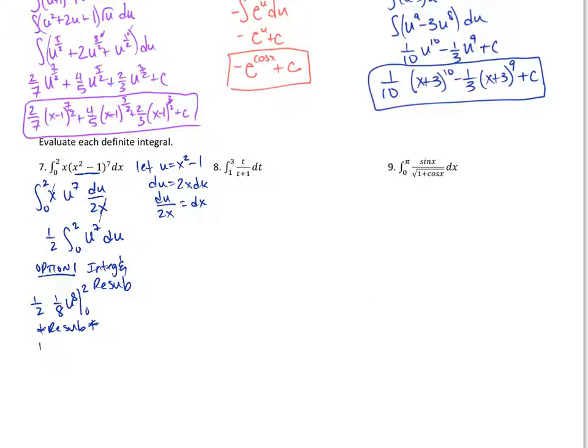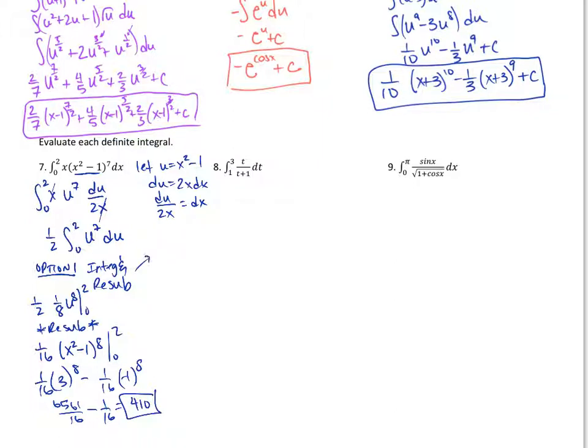So at this point, we end up with 1/16, and this ends up as x squared minus 1 to the 8th on the bounds from 0 to 2. We plug this in, we get 1/16 times 3 to the 8th minus 1/16 times -1 to the 8th, and you'll get 6561 over 16 minus 1/16, which ends up being 410.